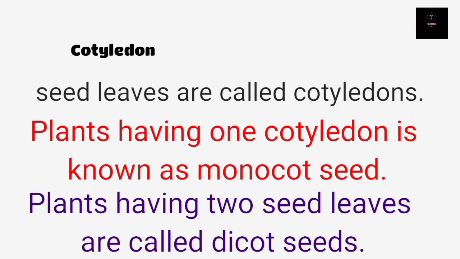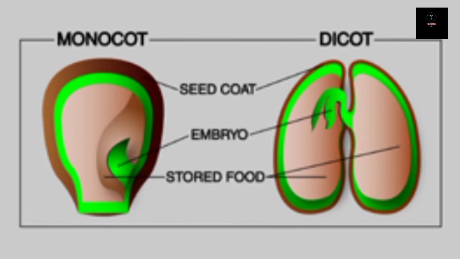So seed leaves are called cotyledons. Plants having one cotyledon are known as monocot seeds, and plants having two seed leaves are called dicot seeds. In the next picture you will see how monocot and dicot differ. Here you can see in monocot there is just one leaf present, and in dicot there are two leaves present, and both have seed coats and both contain an embryo that stores food.